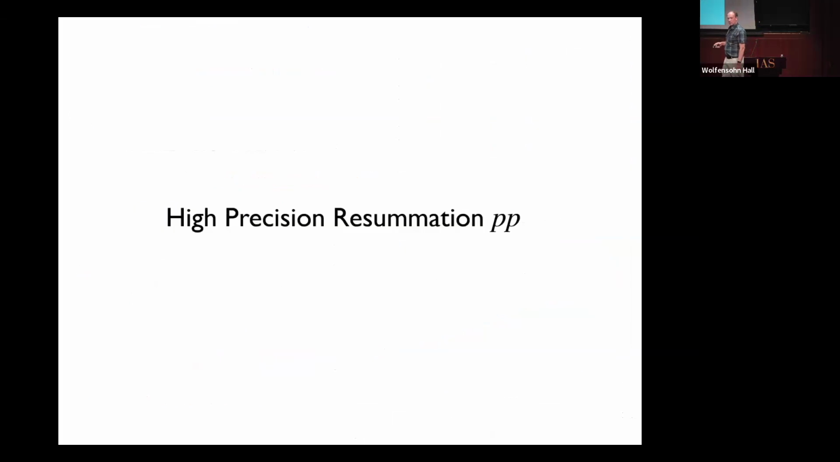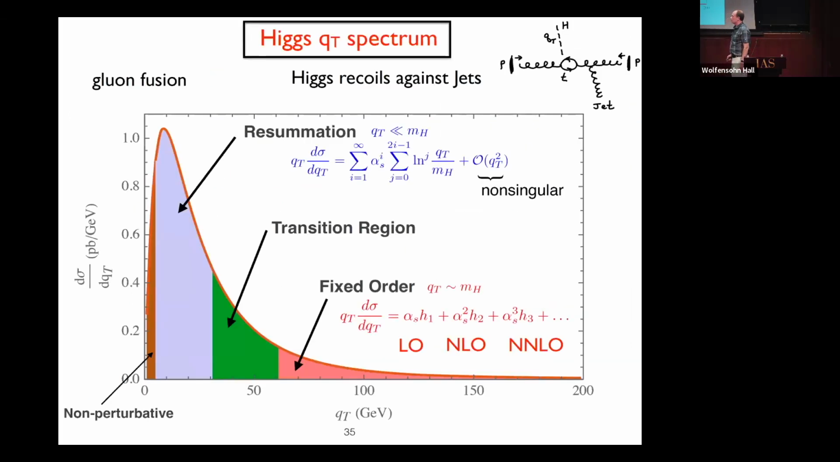Let me turn to pp. In pp, things get more complicated. You have parton distribution functions. A classic set of variables that's very interesting to study is, for example, the Higgs transverse momentum spectrum. You have a Higgs boson produced from a top quark loop, recoiling against, for example, a jet. Then you look at small transverse momentum, and you have a distribution with different regions: a resummation region, some perturbative fixed-order region, and some transition in between them. That's, again, where this technology can be useful.